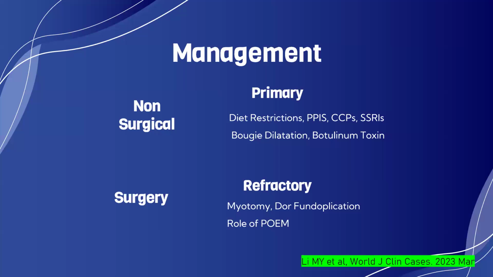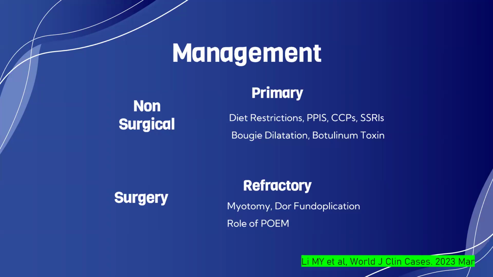Although POEM has been largely used for achalasia, it has recently been explored as a treatment modality for non-achalasia spastic disorders such as distal esophageal spasm, and has a success rate of almost 80%. It is safe for spastic disorders with infrequent significant adverse events.